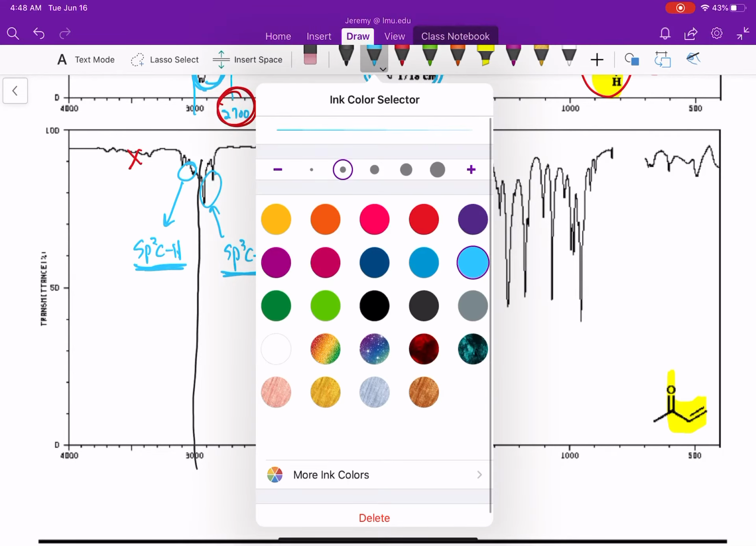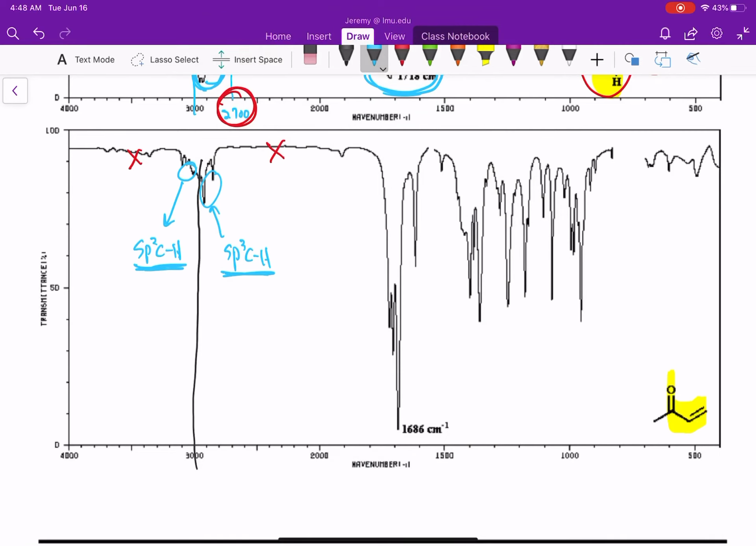And now we get into our zone 4. What we can see here is we have a big bunch of peaks here at 1686. That's still in zone 4. That is our carbonyl. Because this is kind of low, it tells us that we most likely have a conjugated system. And then here we see our peak at about 1600. That's our C=C, okay?